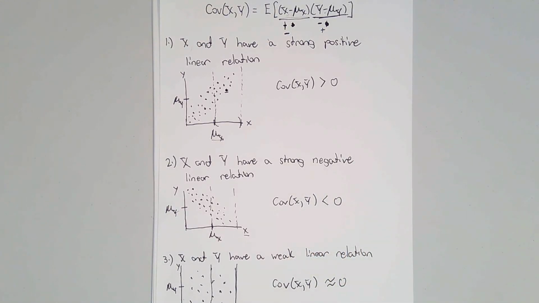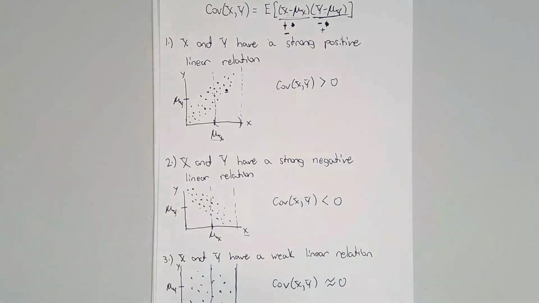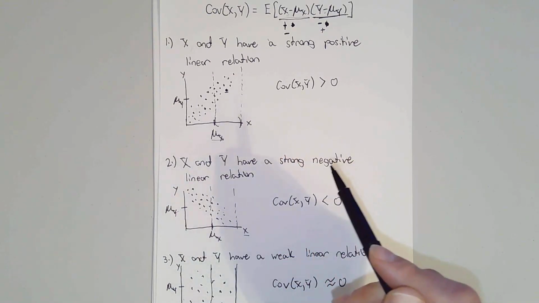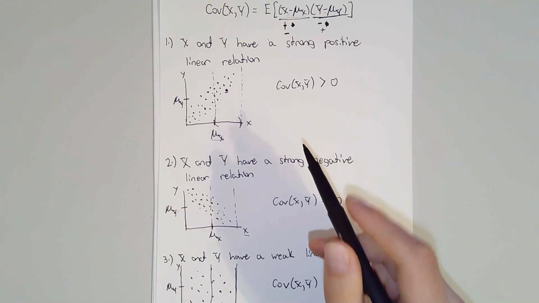Therefore, covariance tells us something about the positive or negative linear relation between x and y. In the coming videos, we will be doing more computations with covariance and also looking at some of the consequences of covariance, and also define correlation.